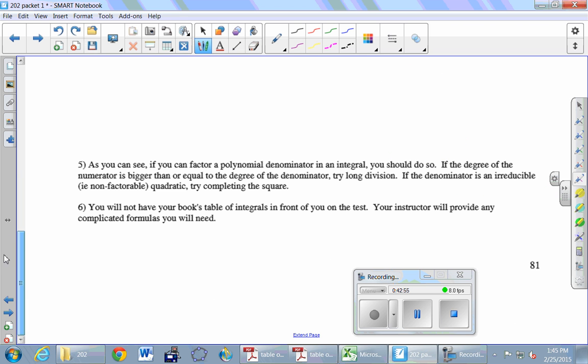To be clear, you will not have this table of integrals in front of you on the test, but I will ask you one question on the test where I want to see if you can apply a fancy formula. I will provide any fancy formulas that you need. I'll probably give you a partial printout of the formulas. The one you need will be in this list, but I'm not just going to say use this formula.